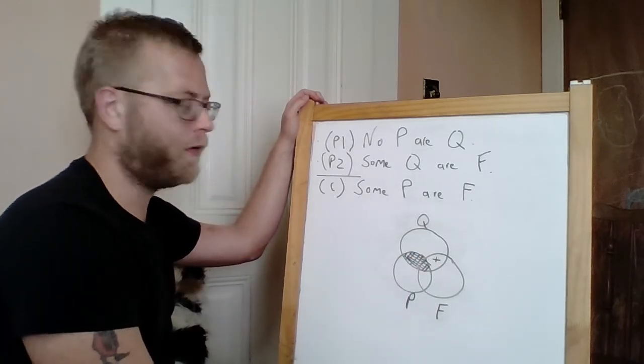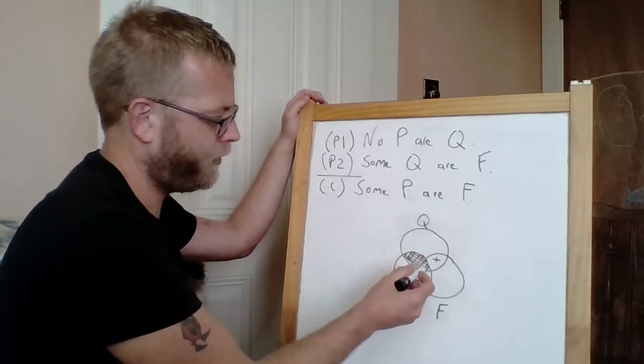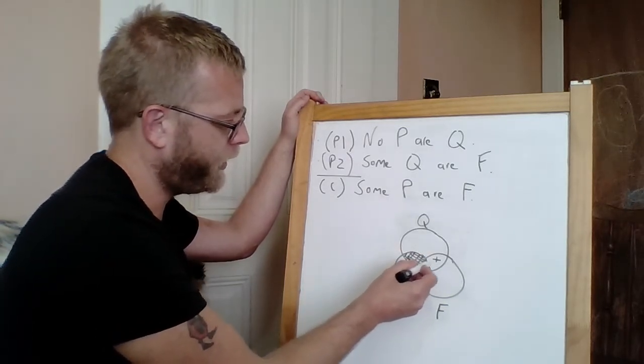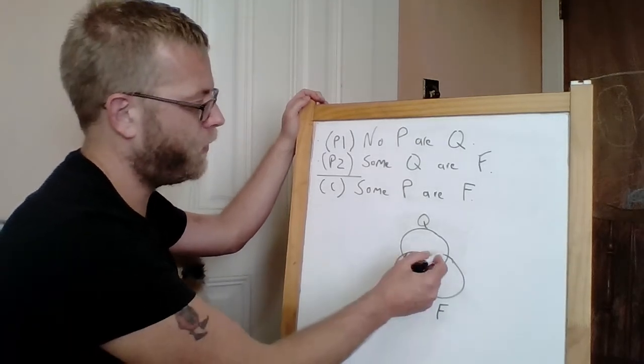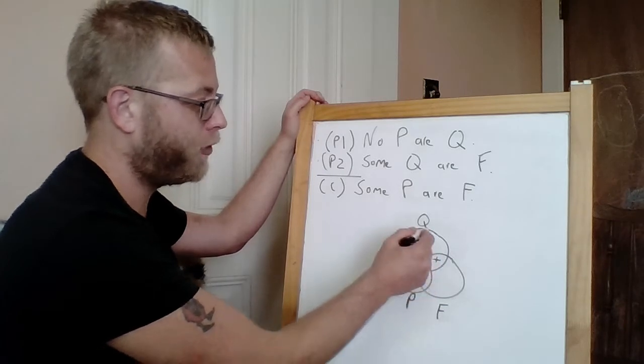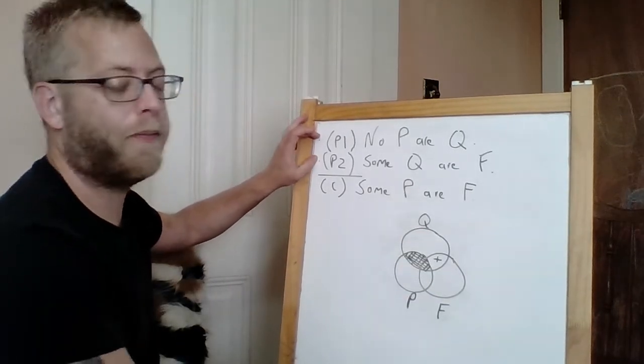Right? Everyone see that? If this hadn't been blacked out, we'd have a little bit of a problem. We wouldn't know where to put it, here or here. But luckily, this is already decided for us. This is the only place where you can be a member of Q and also a member of F. So now we've represented both of the premises.